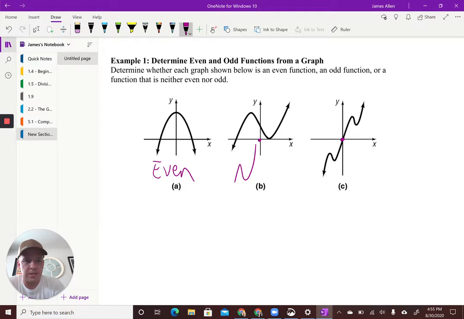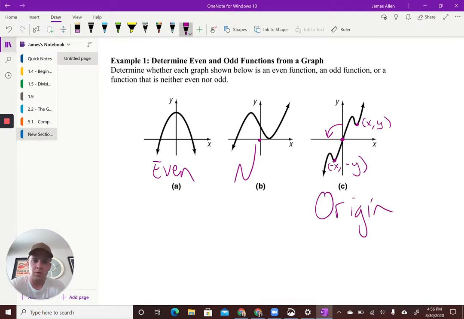If I were to take this point right here and essentially rotate it, this point would match up with this one. Here we have x comma y. This would be my negative x comma negative y. Oh, so origin. Cool. Moving on.